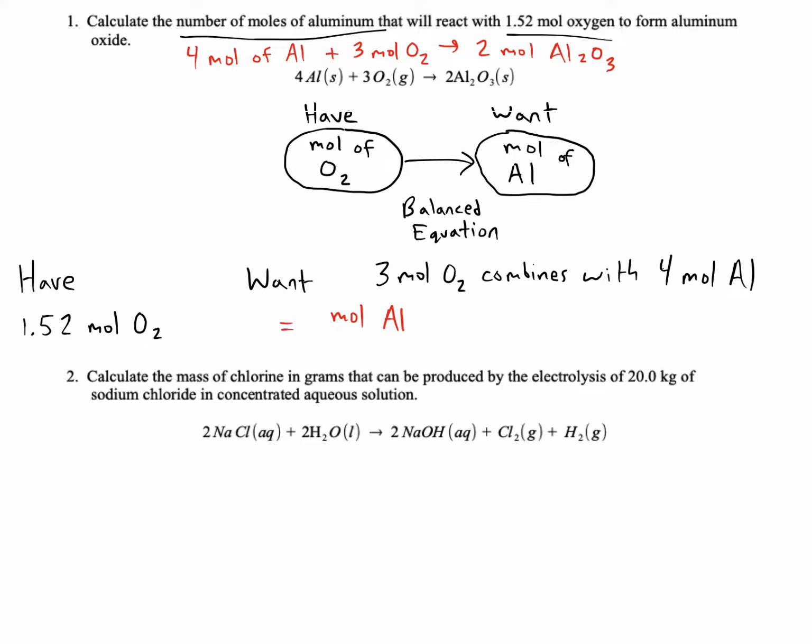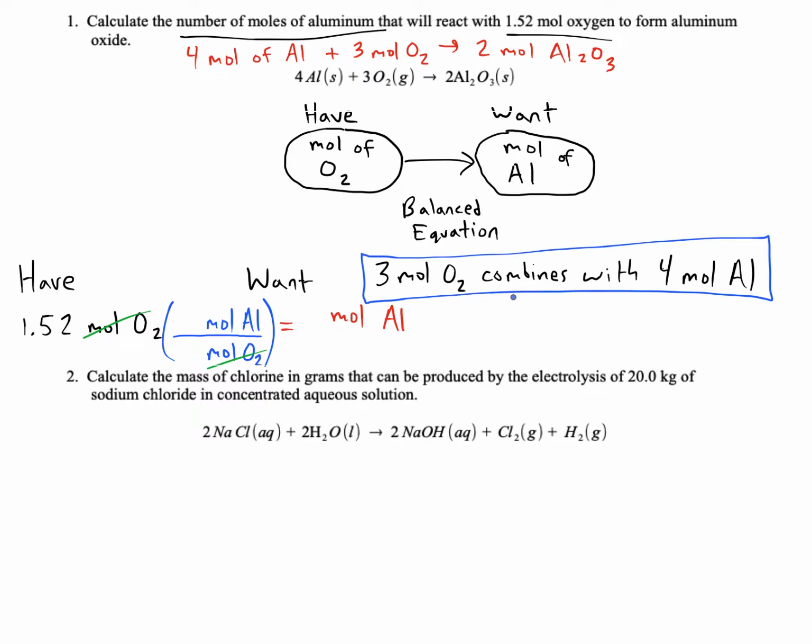So we'll put an equals there, and we'll introduce a conversion factor that we can multiply our 1.52 moles of O2 by. In order to make the conversion, we have to have moles of O2 on bottom. This will cause the moles of O2 to cancel. And then we're going to want moles of Al on top because that's our desired units. Then we simply use the numbers given here from our balanced equation. 3 moles of O2 combined with 4 moles of Al, and we can multiply to find the answer. So I get 2.03 moles of Al.